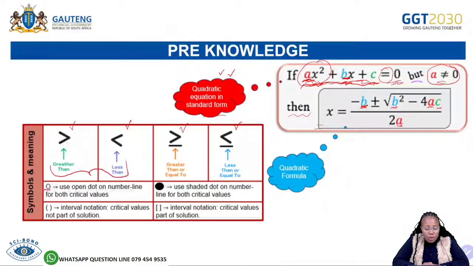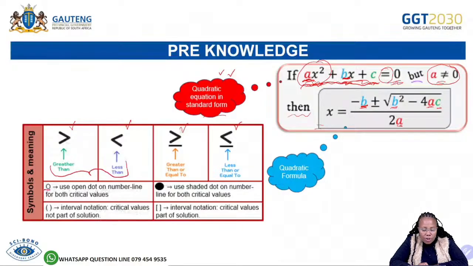Use an open dot on the number line for both critical values if your inequality does not have an equal sign. And then, in round bracket interval notation, the critical values are not part of the solution. That means the notation you can use for this one is either an open dot, or open brackets, Grade 12. This simply means the critical values are not part of your solution.